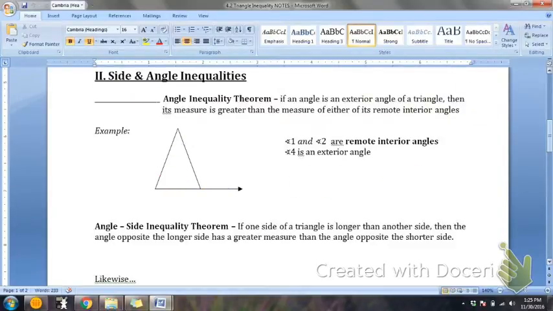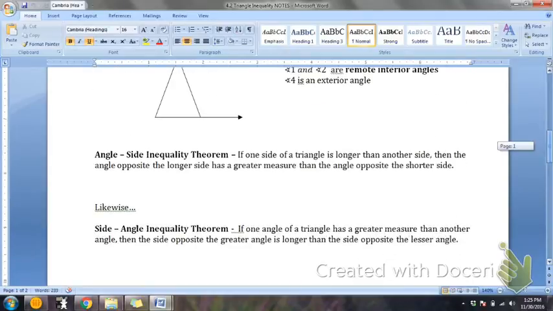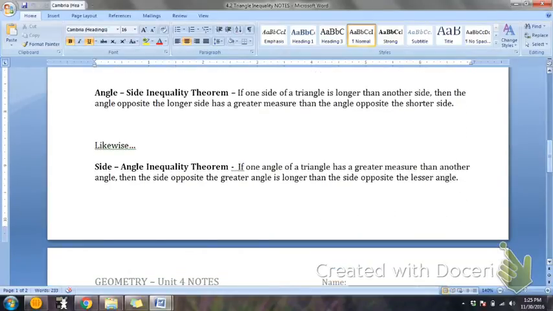All right, let's look at the angle side inequality theorem. I get that this is not super exciting. It's not world changing. What this says, and this is going to be important, is if one side of a triangle is longer than another side, then the angle opposite is greater than the angle opposite the shorter side. Right now, that just sounds like Wednesday afternoon blubbery. So let's draw out what this actually means.